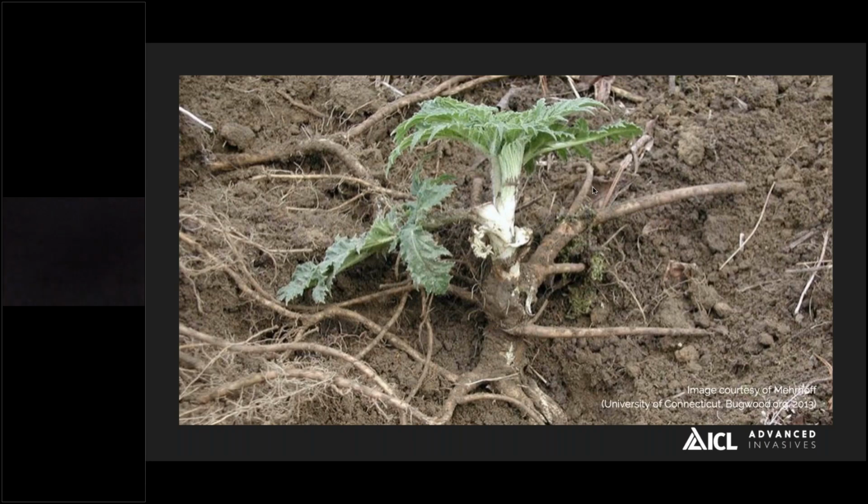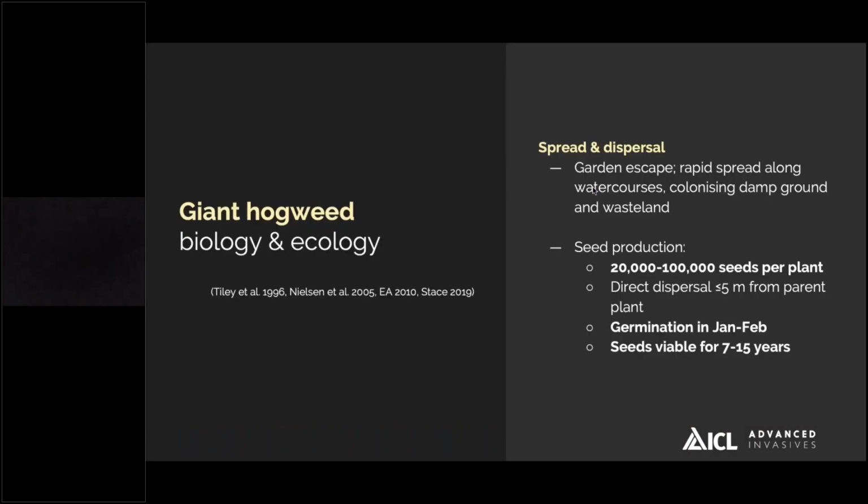This image gives you an idea of the taproot form and structure, but you can see from this image, it is nowhere near as extensive as the rhizome system of knotweed, which enables us to control, manage and kill these species much more easily. In terms of the spread and dispersal of giant hogweed, similarly to Himalayan balsam, it's a garden escape, and there's been rapid spread along watercourses and colonization of damp ground and wasteland. But again, it's spreading out from those initial areas of colonization.